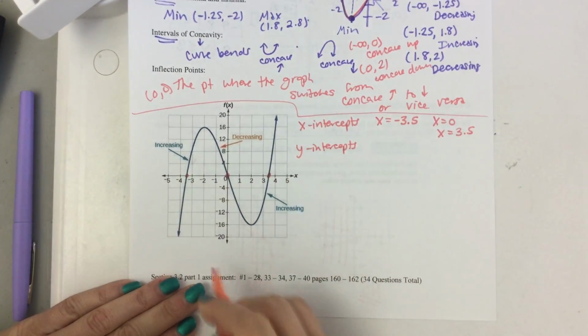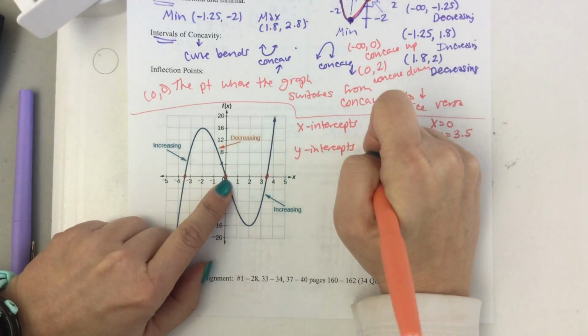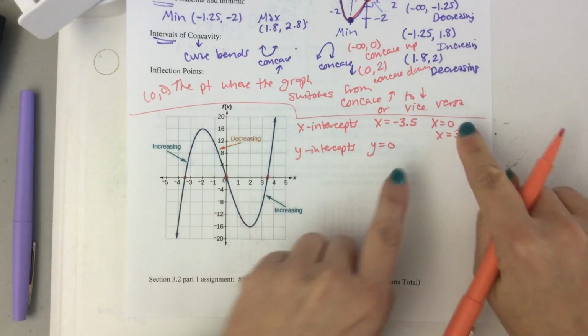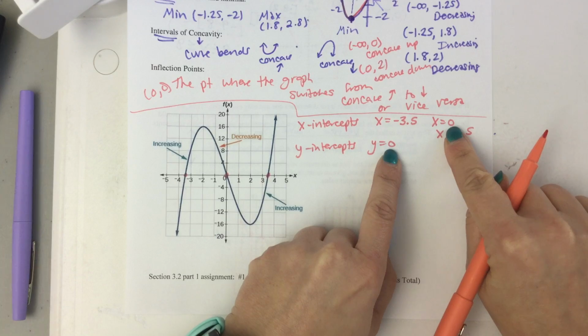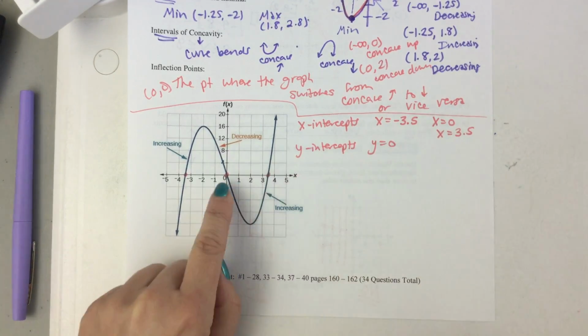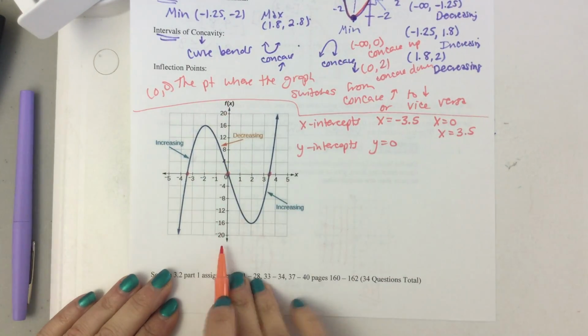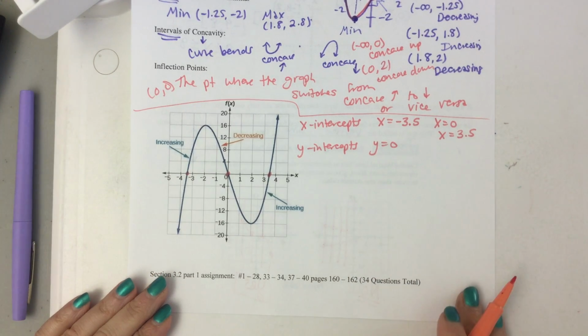Y-intercepts, where does the graph cross the y-axis? At one spot, y equals 0. And it's okay that (0, 0) is both an x and a y-intercept because check this out. It crosses the x and it crosses the y, so it should be listed as both.